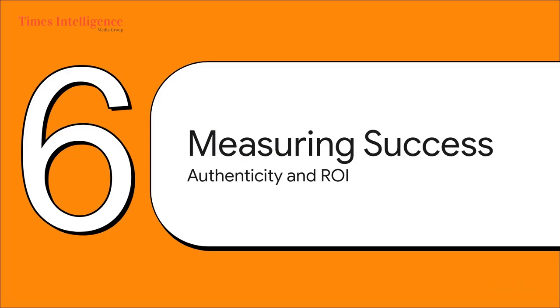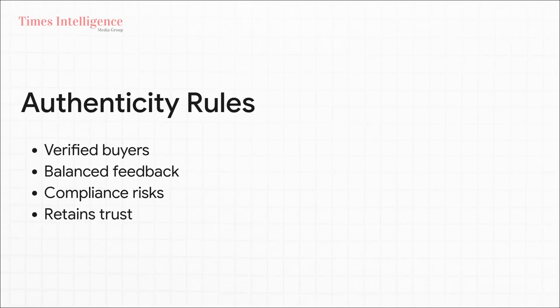Which leads us to our final section, focusing on genuine ROI. Section 6, Authenticity and Measuring Success. It turns out the golden rule for all of this is sheer authenticity. Buyers are incredibly savvy these days. For instance, if they see nothing but perfect 5-star reviews with zero contextual detail, it actually triggers suspicion.